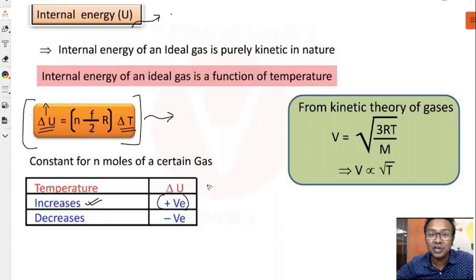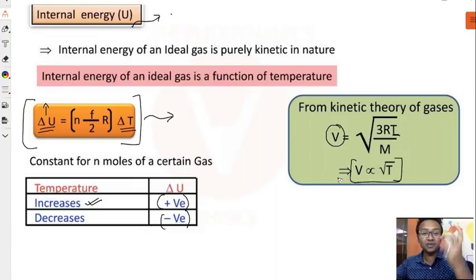And if the temperature decreases, then kinetic motion is going to decrease. If the kinetic motion is decreasing, my dear students, then what is going to happen? The internal energy is going to decrease. That's why it is going to be what? Negative, my dear students. All right. Because you see, the velocity is a function of temperature. The temperature decreases, velocity decreases. Velocity decreases, internal energy actually decreases, students.